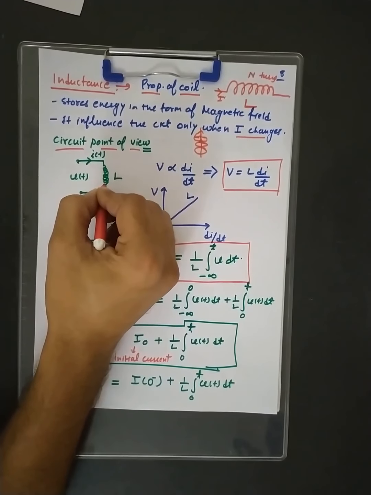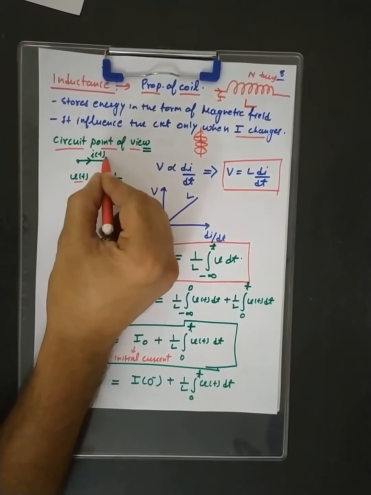So an inductor is represented like this coil. Suppose a voltage source is connected here and current is flowing through this.